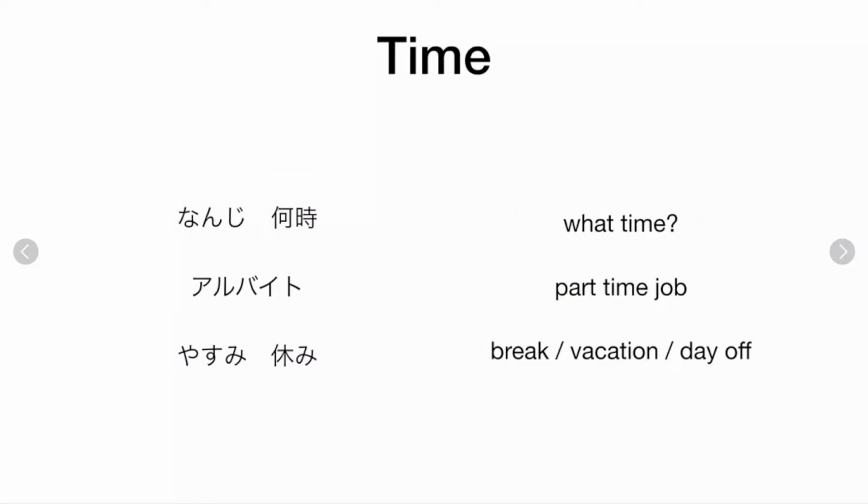If you wanted to talk about the time of day, right, here's how you would do it. So, what time, specifically hour of day, is nanji. So, ji, this kanji means time. And in this case, when you use it like this, nanji, it's what time, specifically time of the day. Arubaito, this is in katakana. Arubaito is a German word which means part time job. It's sometimes just shortened to baito as well. So you might hear either arubaito or baito, and that just means part time job. And then yasumi is a break or a vacation or a day off.